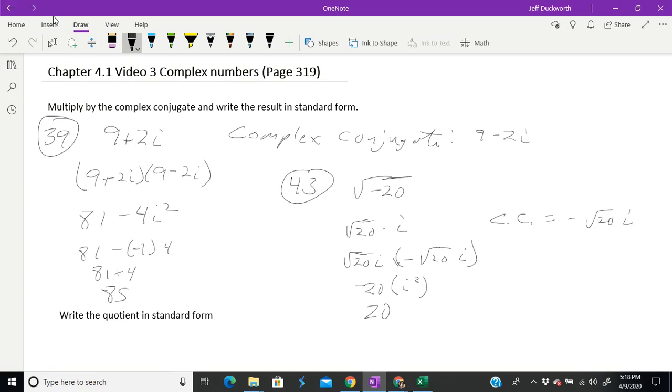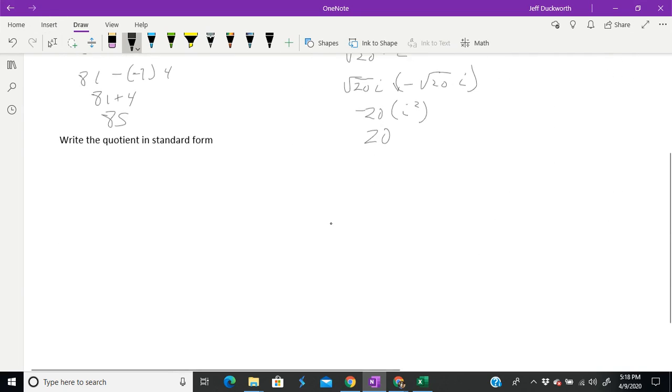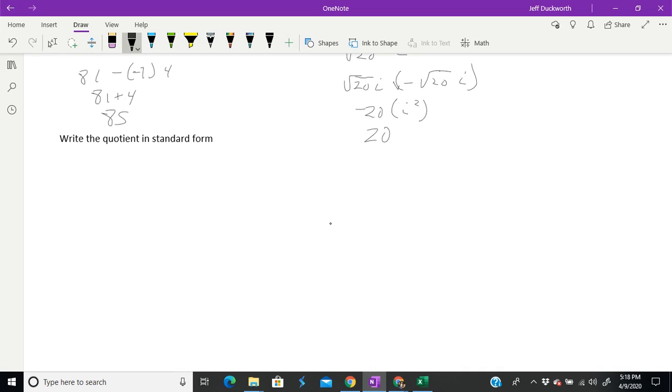All right, so that's how you do that group of problems. The next group, from 47 to 54, they want us to write the quotient in standard form. So we're going to be using this complex conjugate idea to remove the imaginary part from the denominator, again, which is something we did using just a square root, the conjugate of a square root. Now we're going to do a complex conjugate. All right, so let's pick a problem. Let's pick the first one, number 47.